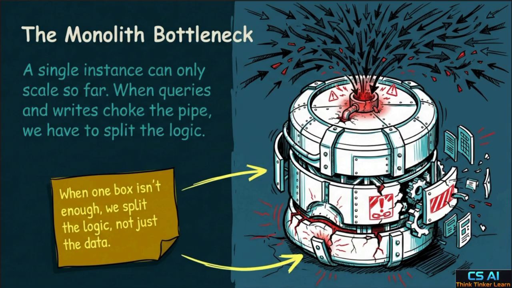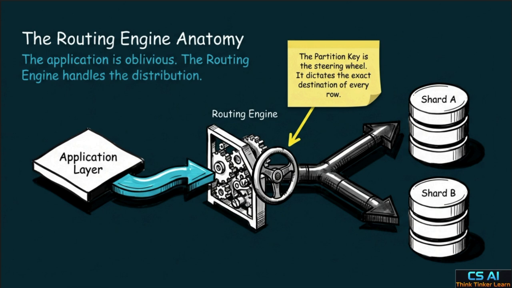The key to this is the routing engine. The magic here is that your application layer remains completely oblivious to the complexity underneath. The routing engine is the steering wheel. It uses a partition key to dictate the exact destination of every row, ensuring data is distributed without your app ever needing to know the difference.